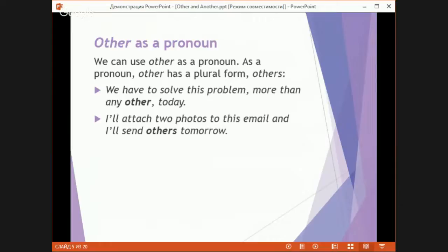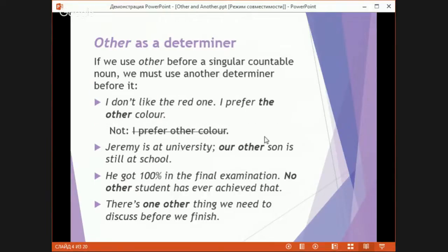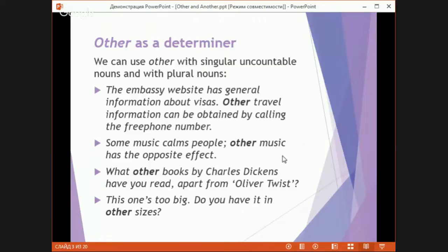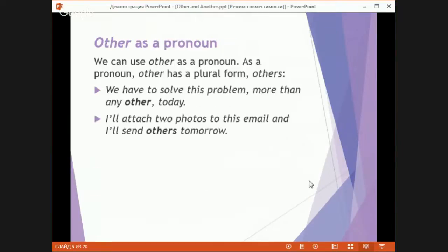Or I'll attach 2 photos to this email and I'll send others tomorrow. So as a pronoun, other has singular and plural form. But in this case, what is the difference? I want you to understand what the difference is. The difference is that if other is a determiner, as you can see on the previous slides, after other we always have to use nouns, countable, uncountable, plural, or singular. But if other is a pronoun, it's just other. It's just like other people, other problems.